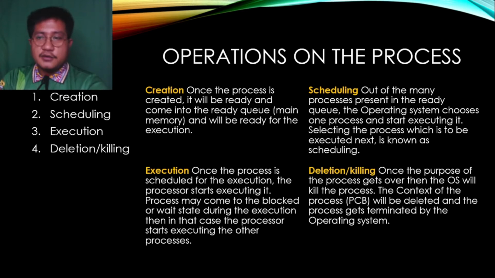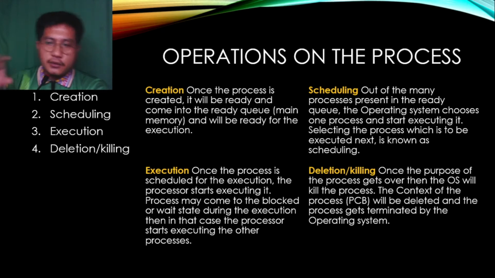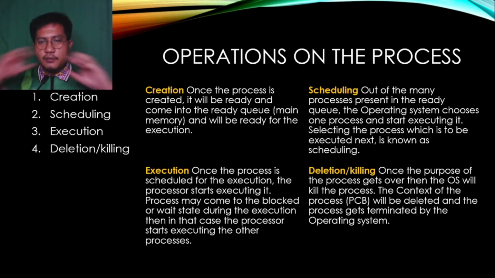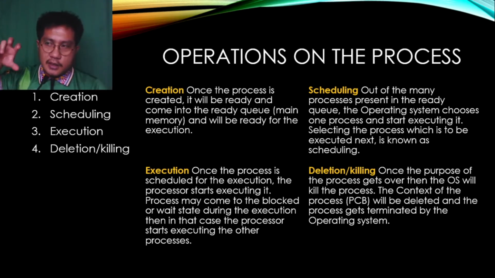And then we have operations on the process. We have four: creation, scheduling, execution, and deletion, or killing, or termination of the process. With creation, once the process is created, it will be ready and come into the ready queue in the main memory. So instead of using the secondary memory, it will be moved into the main memory as a ready process. And then scheduling: all the processes when created will be submitted to the ready state and will be packed into the secondary or the main memory.